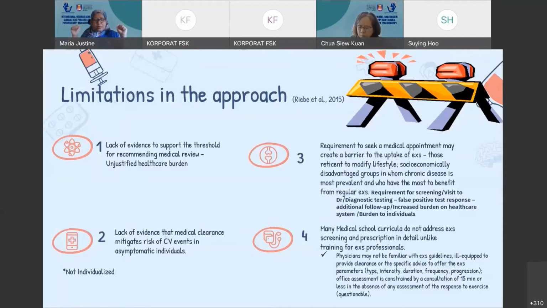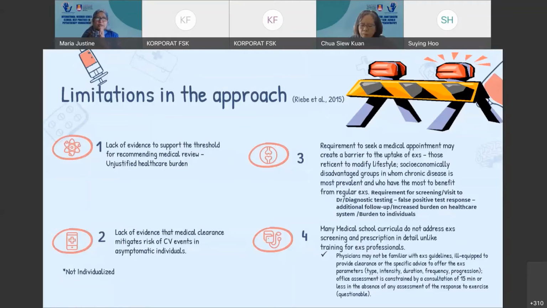And again, the fourth reason why they revised the model is what is happening in the US. I'm not sure about Malaysia. Many medical school curricula or syllabi in the US do not address exercise screening and prescriptions in detail, unlike training for exercise professionals. So the physicians may not be familiar with exercise guidelines. They may be ill-equipped to provide clearance or specific advice on exercise parameters. The Fit Pro, when they do office assessment, they do it within 15 minutes or less, and in the absence of assessment of the response to exercise.